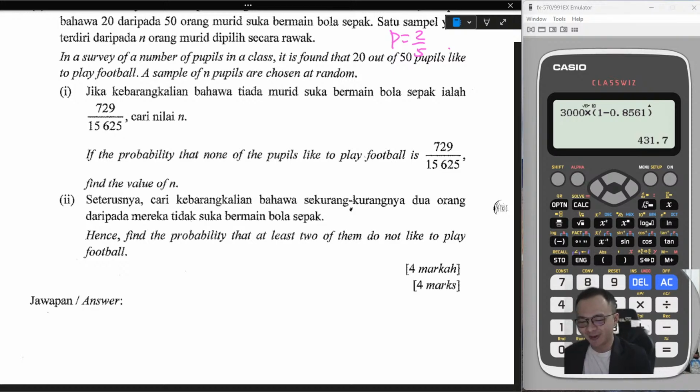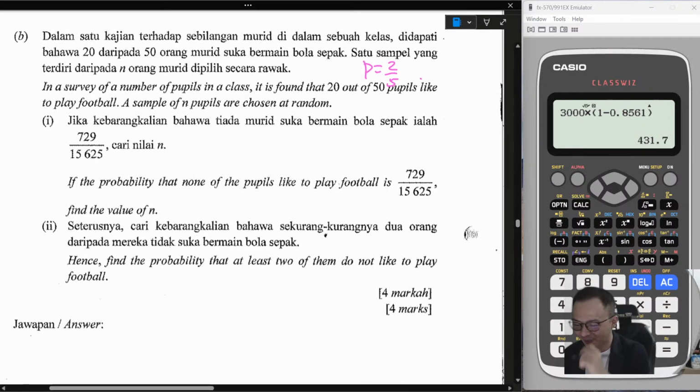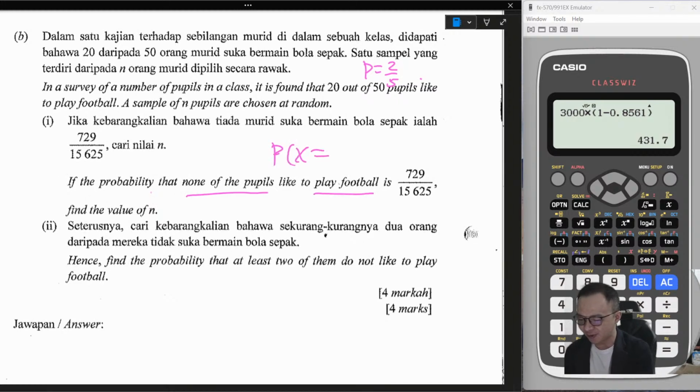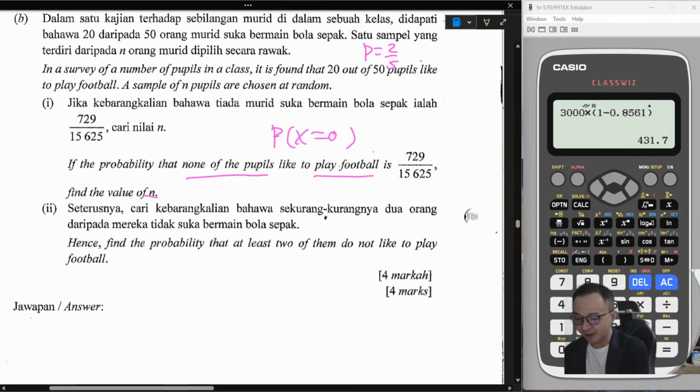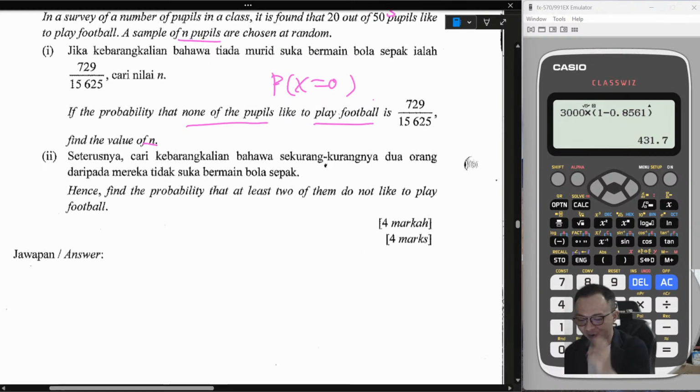Okay, so we have how many students here? Is none of the students like to play football? I believe this one is something like x equals 0. But in order to do that, we need to find the value of n. The question says a sample of n pupils, right? We do not know how many pupils that is. So over here, we will just use the formula, because none of them will get 729 over 15625, right?